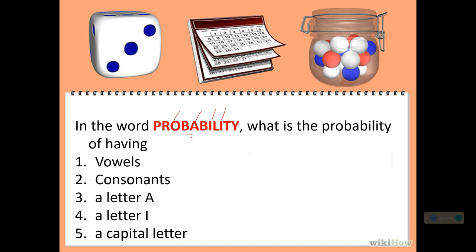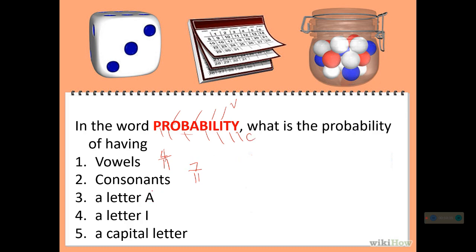Since the word probability has 11 letters, and our vowels are 4, you have 4 over 11. Next, what is the probability of having consonants? Since our vowels are 4, our consonants are 7. So we have here 7 over 11. Count them: 1, 2, 3, 4, 5, 6, 7 consonants. These are the vowels, and these are the consonants.